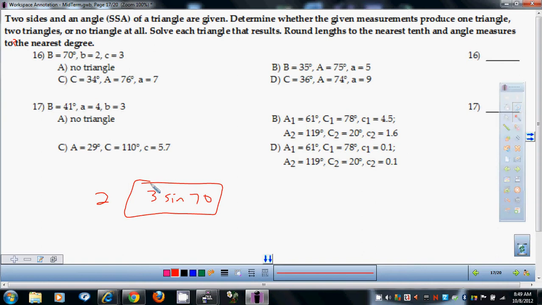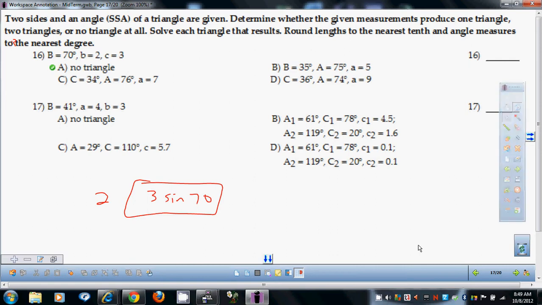What is 3 sine 70, somebody? 2.8. 2.8 is the shortest possible distance that this could be. Does this measure up? No. So what's my answer? No triangle. No triangle. There it is.